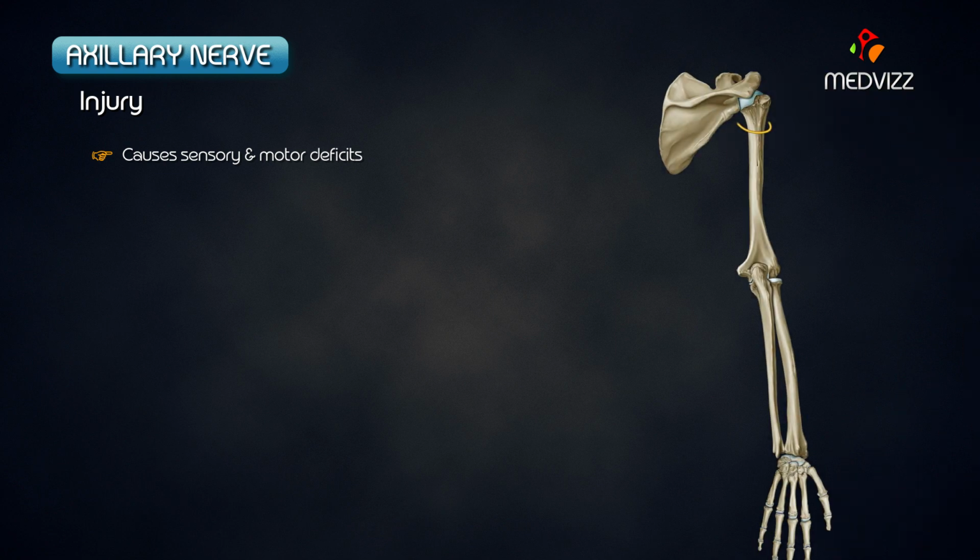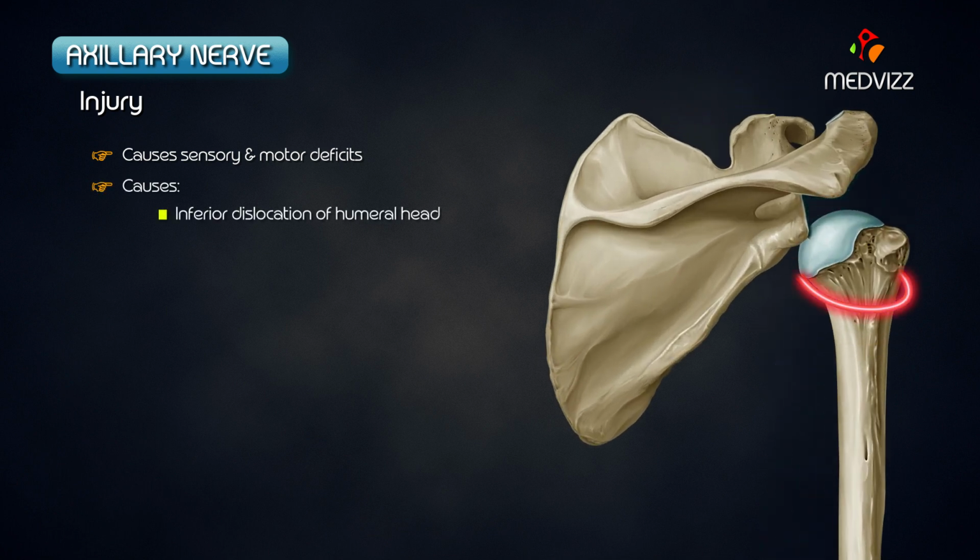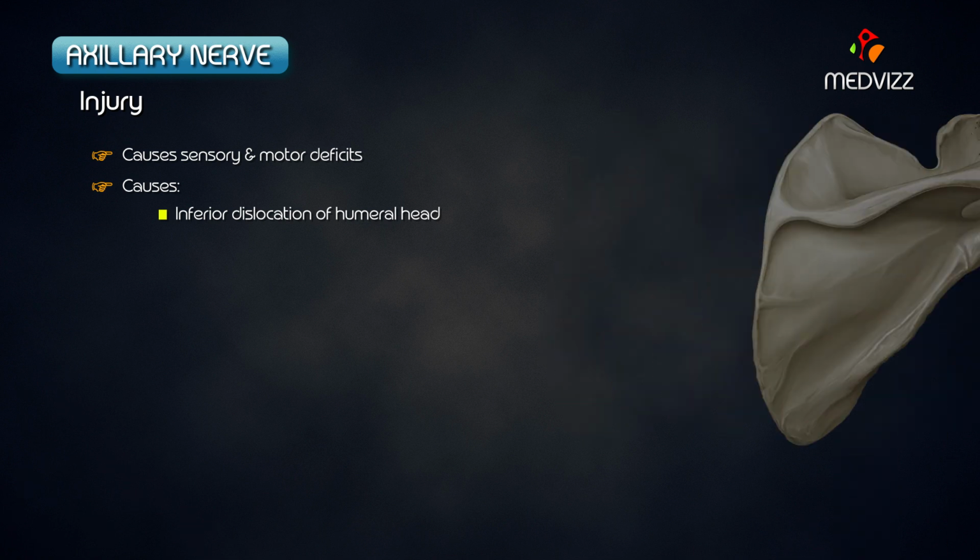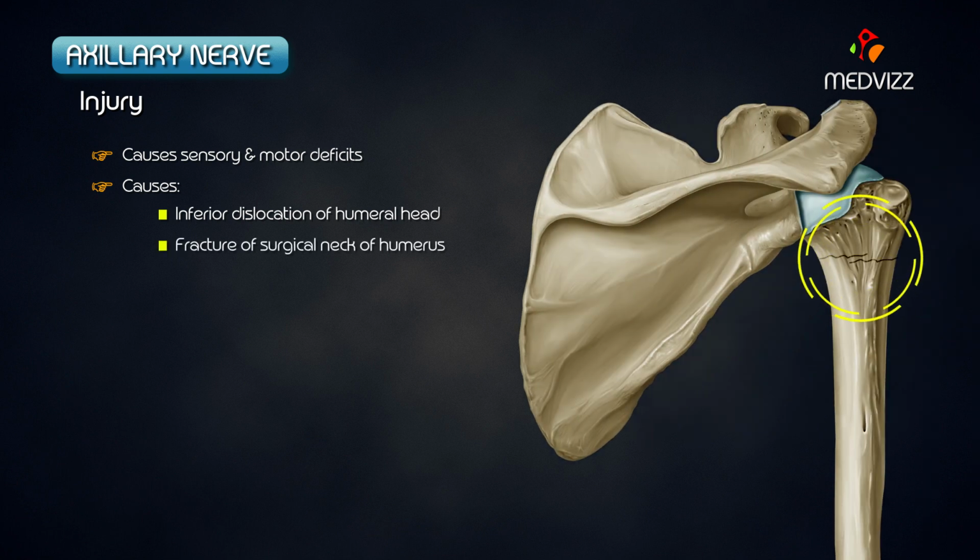Now coming to axillary nerve injury. This causes both sensory and motor deficits. Injury is usually caused by two things: an inferior dislocation of the humeral head. This is due to the fact that the axillary nerve courses inferior to the shoulder joint. And a fracture of the surgical neck of the humerus.